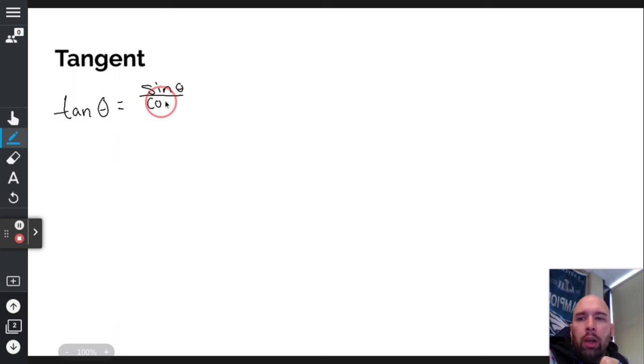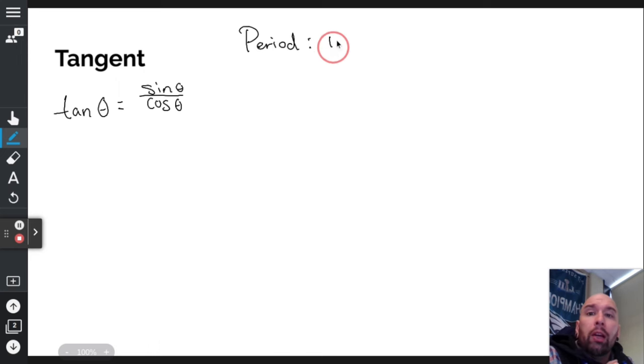Now, at this point, we should know what a sine graph and a cosine graph look like, but tangent's going to look very different. One of the reasons why is you now have a theta, like an x value, in the denominator. So you should expect to see a few vertical asymptotes. Now, this is what tangent looks like graphically. First things first, you're used to a period of 2 pi. Not anymore. The period for tangent is regular pi.